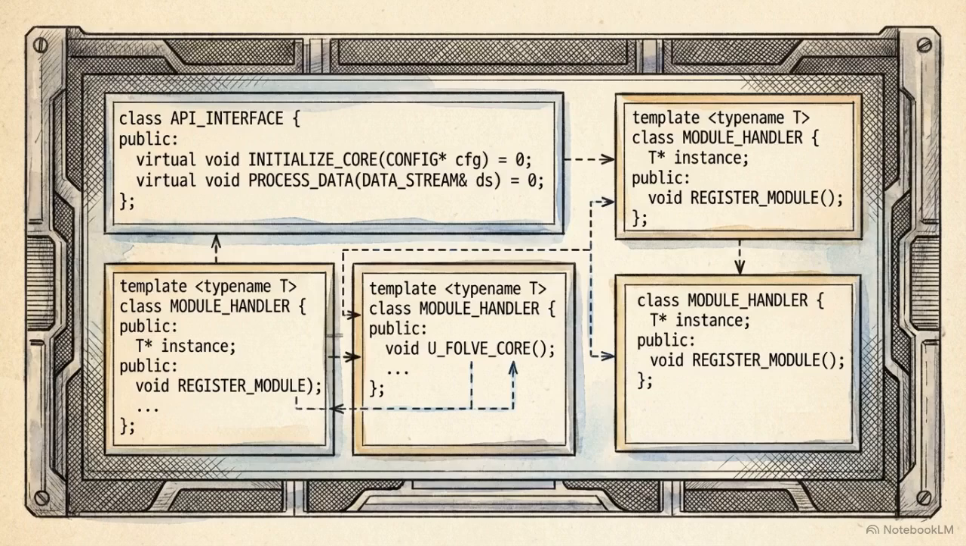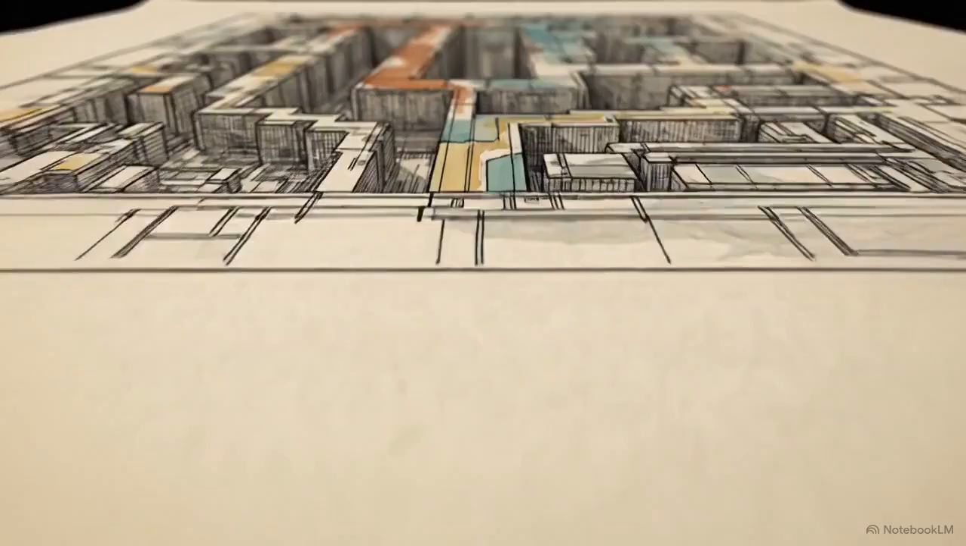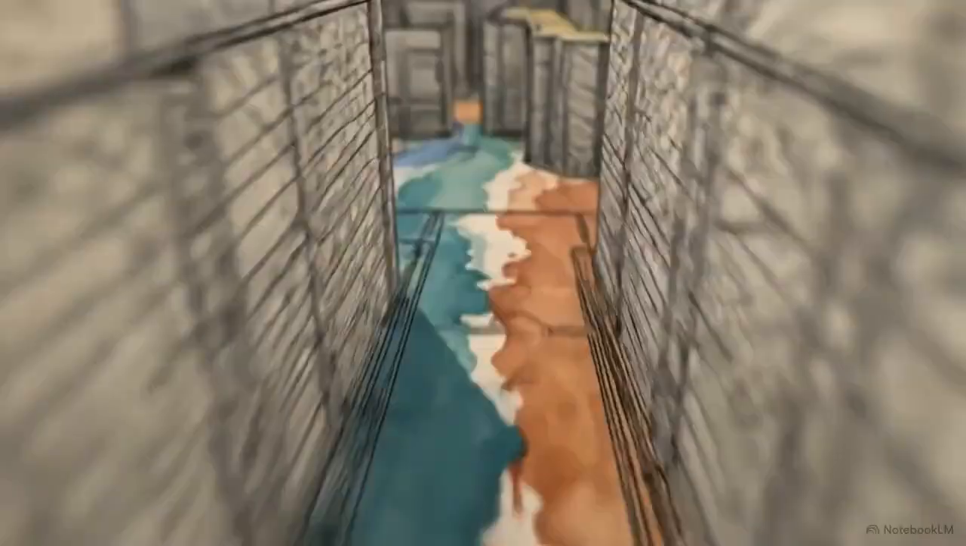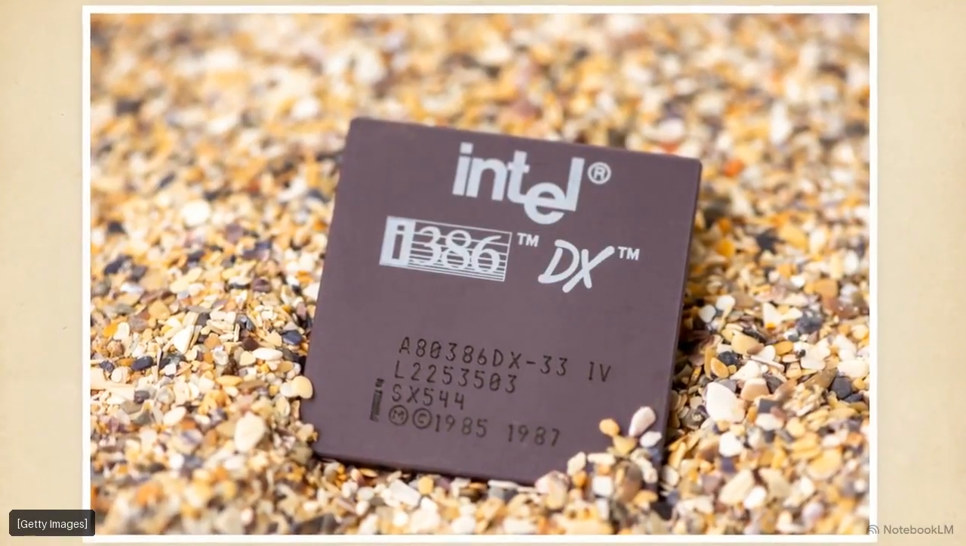High-level programming languages like C and C++ offer an intuitive, abstract logic for developers. But beneath that abstraction, every single compiled instruction maps directly to the rigid, inescapable constraints of physical silicon. This is the Intel 386DX.